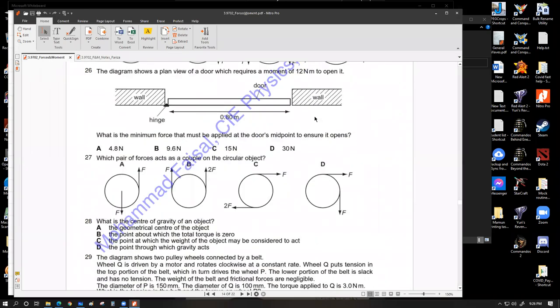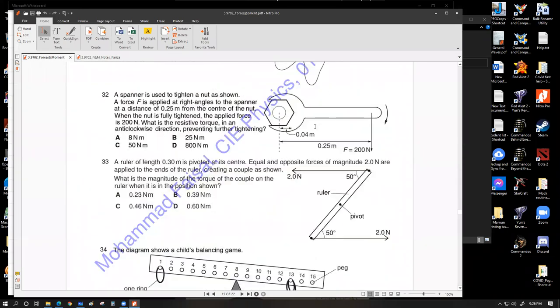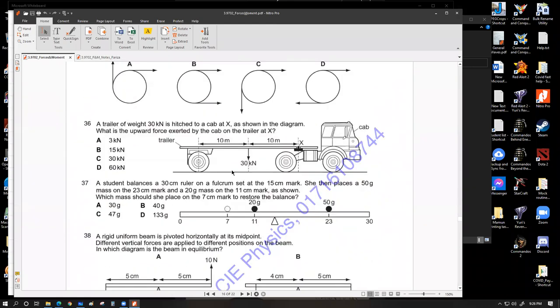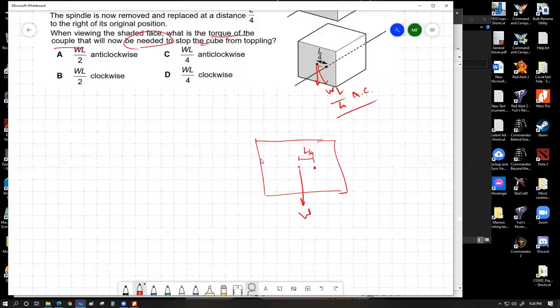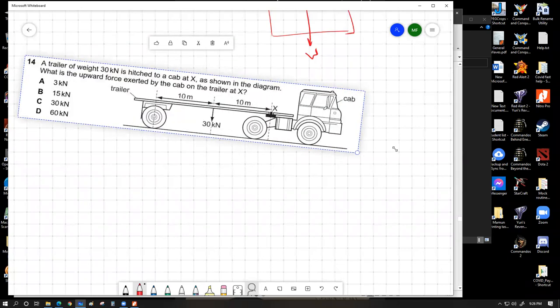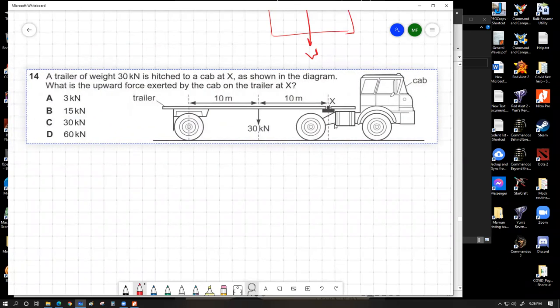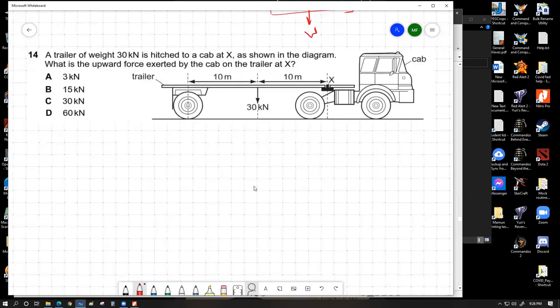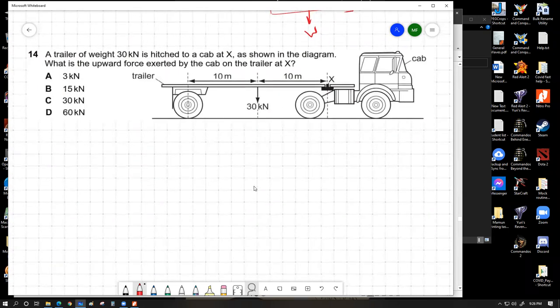The other question that I marked was 36. 36 is actually not difficult. You just need to have a little bit of imagination to put into work. The trailer of 30 kilonewton is hitched to a cab at X, as shown in the diagram. What is the upward force exerted by the cab on the trailer at X?